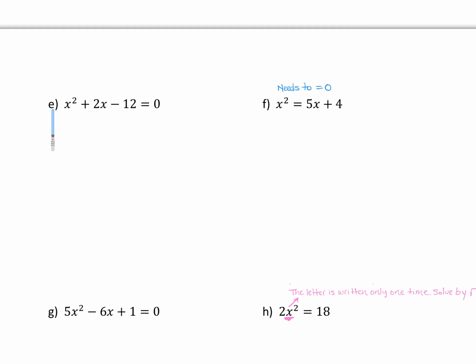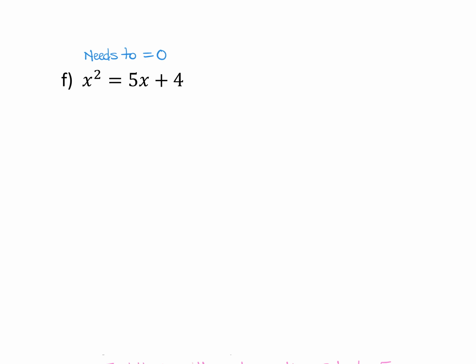Let's skip example E for now and go to example F. Notice that the equation needs to be set equal to 0. So in order to do that, I'm going to subtract 5x from both sides, but I'm also going to subtract 4.